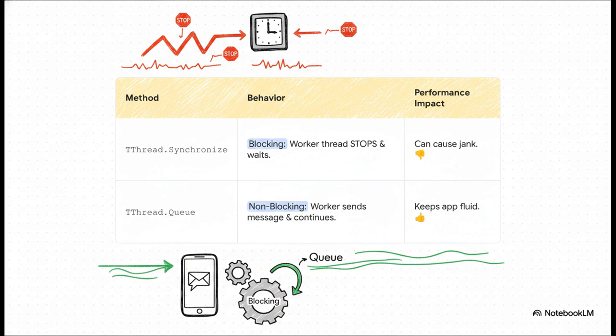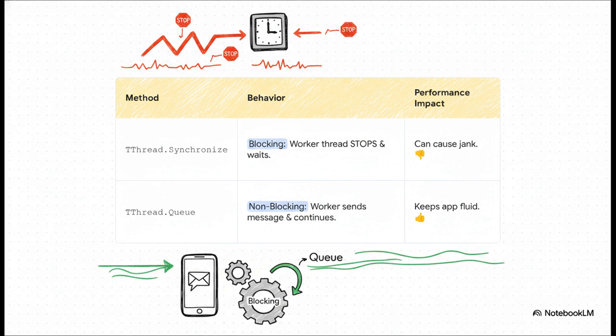So how does that worker thread get its results back to the user interface? Let's look at 2 ways. There's synchronize, which is a blocking call. The worker thread literally stops everything it's doing and waits for the main thread to be free. This can bring back the exact same stuttering we were trying to avoid. Then there's queue. This is non-blocking. It's like sending a text message instead of making a phone call. The worker thread just fires off the update and immediately gets back to its business.